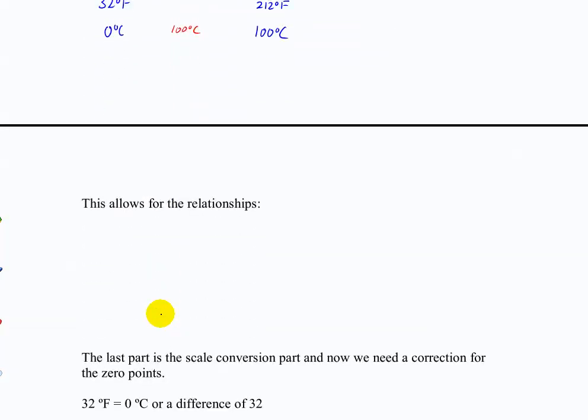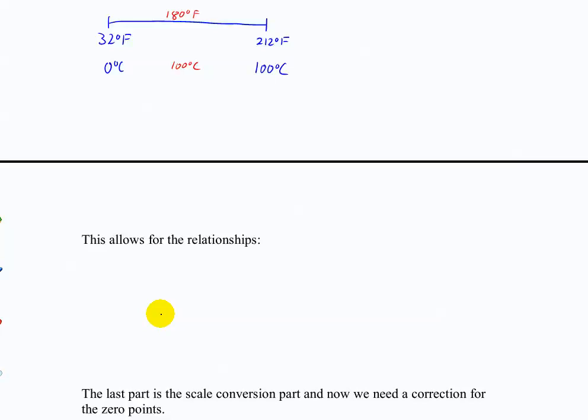So this allows us to make a couple relationships based on a ratio. We can say that there are 180 degrees Fahrenheit per every 100 degrees Celsius. So then how much bigger is a Celsius degree than a Fahrenheit degree? Yeah, it's about 1.8 or, you know, almost 2. And in fact, if you reduce this down, the best fraction you can get is 9 degrees F for every 5 degrees C. Right? Make sense so far? So that means that a Celsius degree is 9/5 bigger than a Fahrenheit degree.